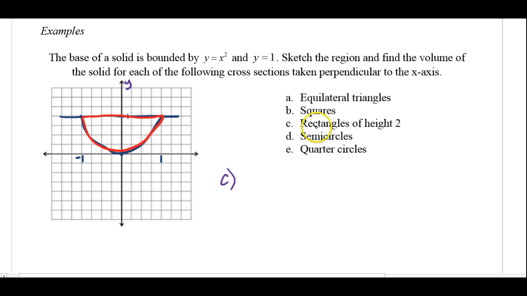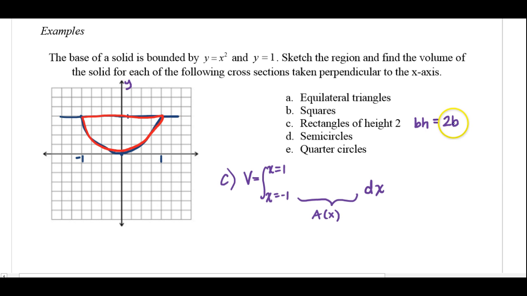So now we have cross sections that are rectangles with height 2. So the volume still extends from -1 to 1. And my area formula is again what I need to substitute in as a function of x dx. So to remind ourselves, in general, the area of a rectangle is base times height. But we're told here that the height is always 2. So in other words, my area formula becomes just 2b.